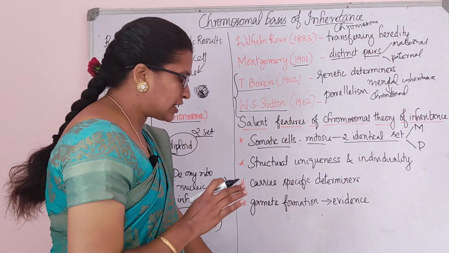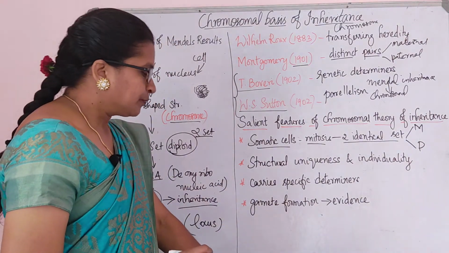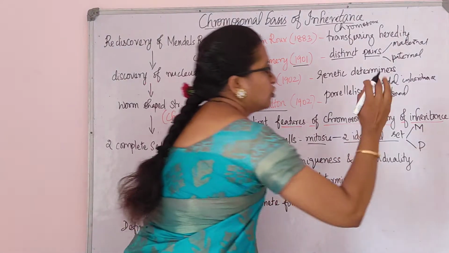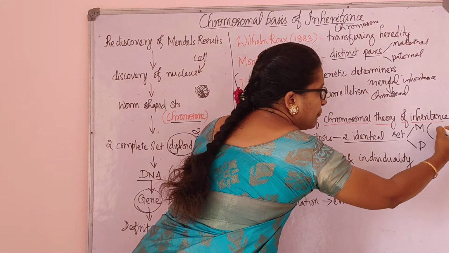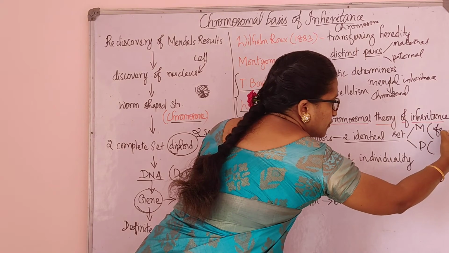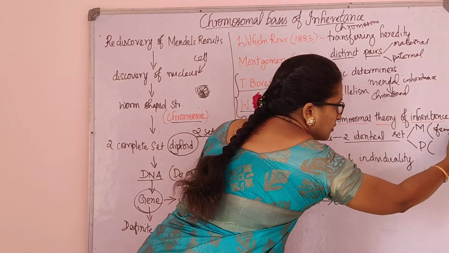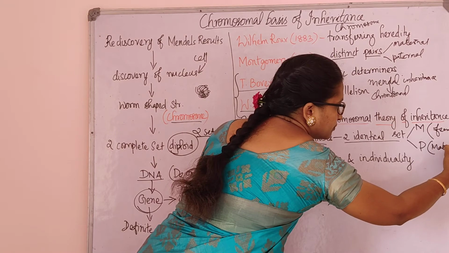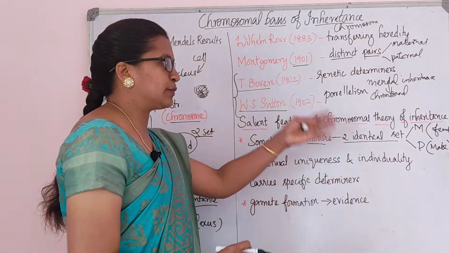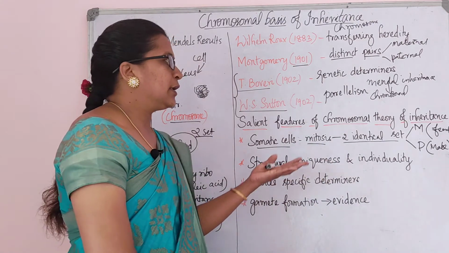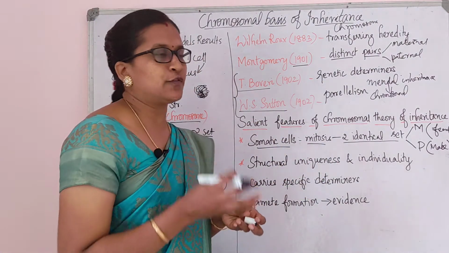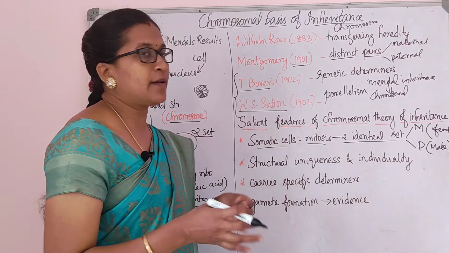So this is the first salient feature of the chromosomal theory of inheritance. Please remember M for mother and P for father. That is female and male. Always don't forget: M means mother, so it is maternal, it's a female, and P means it is male, it is father. It is easy for your remembrance, maternal and paternal.